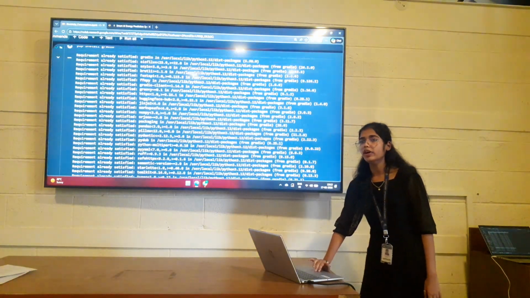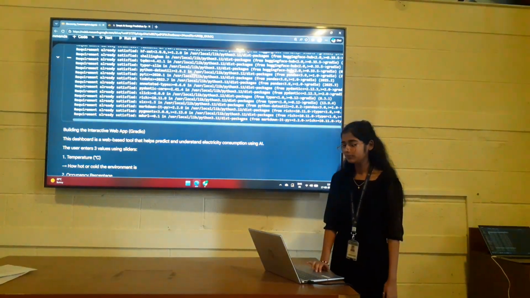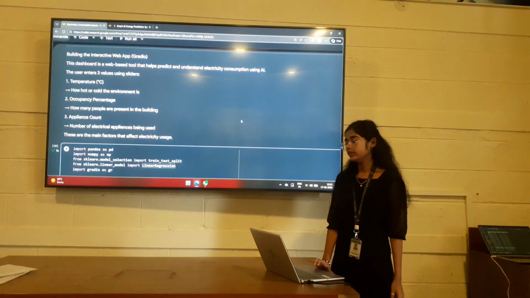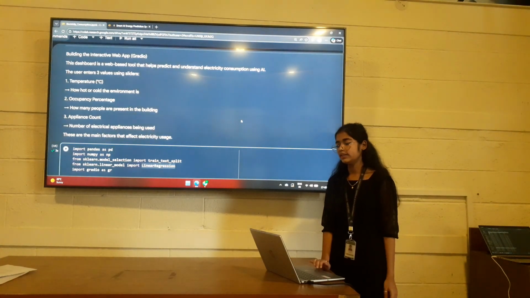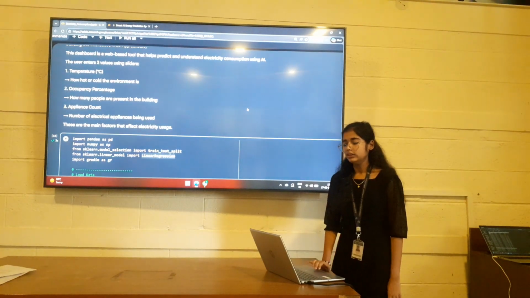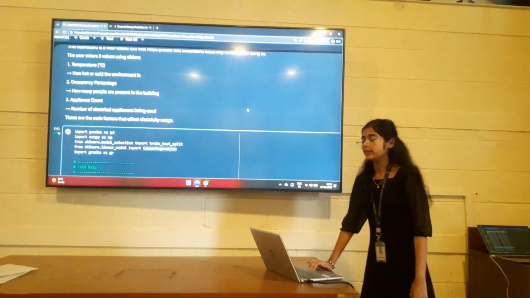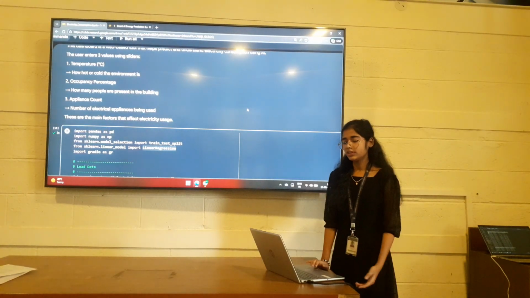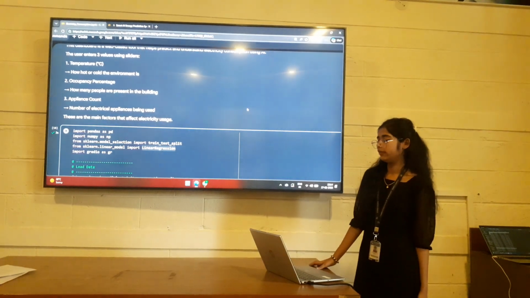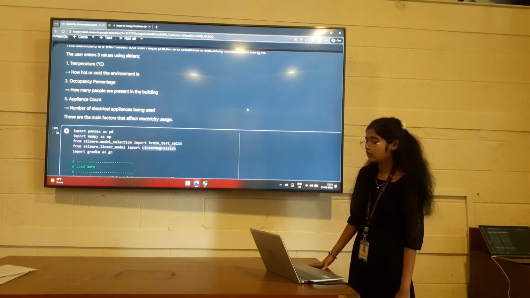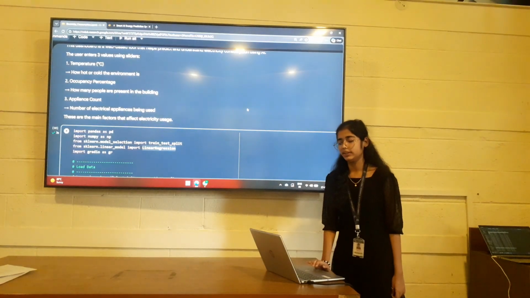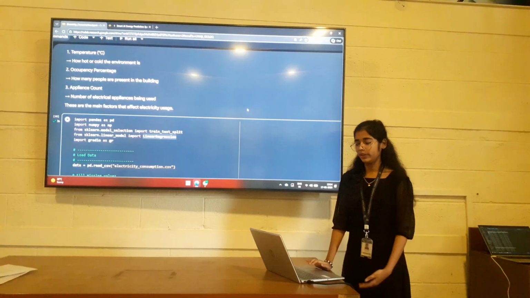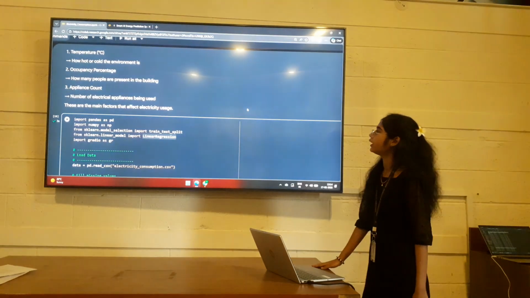Now using Gradio, I have created a web page. This dashboard is a web-based tool that helps predict and understand electricity consumption using AI. The user enters three values, that is, temperature, occupancy percentage and appliance count. Temperature shows how hot or cold the environment is, and occupancy percentage shows how many people are present in the building. Appliance count shows the number of electrical appliances which are being used. These are the main factors that affect electricity usage.